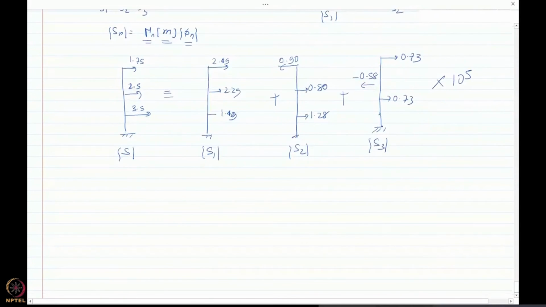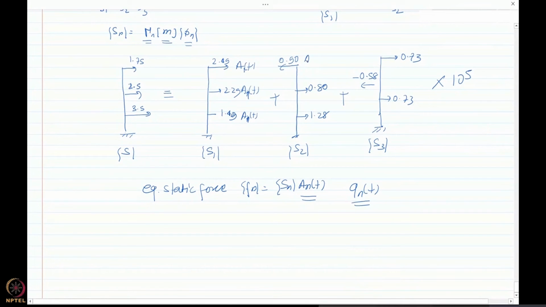Now, if you want to follow the procedure of equivalent static force, what is the equivalent static force in each mode? Fn is basically nothing but Sn times An(t), right? So all you need to do is find out An(t) from Qn(t). Once you get that, multiply this with An(t) here, An(t) here, and An(t), which would be, let us say, A1(t), A1(t), and A1(t). This A2(t) here, and basically these are your equivalent static forces.